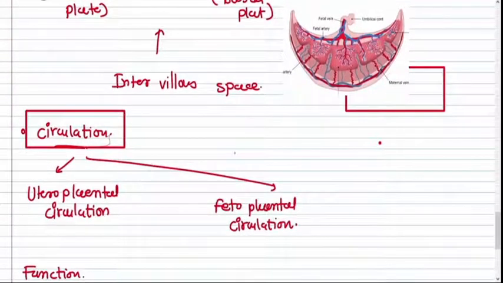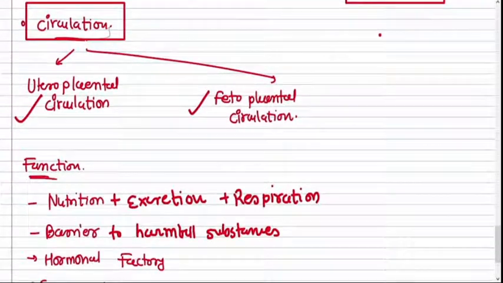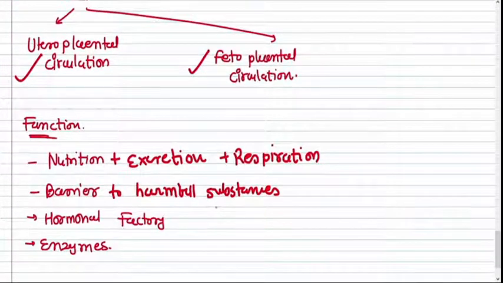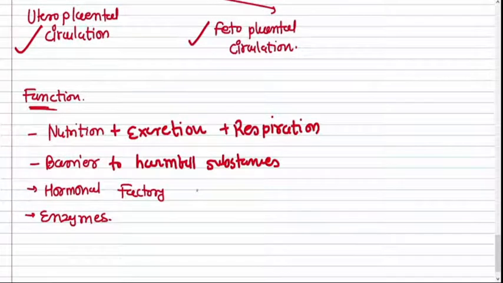There are two different kinds of circulations in the placenta, the uteroplacental circulation and the fetoplacental circulation. The function of the placenta is very important. It gives nutrition, excretion, and respiration to the baby. It has a barrier function which prevents harmful substances from going to the baby. It is a hormonal factory which produces very important hormones and enzymes too.